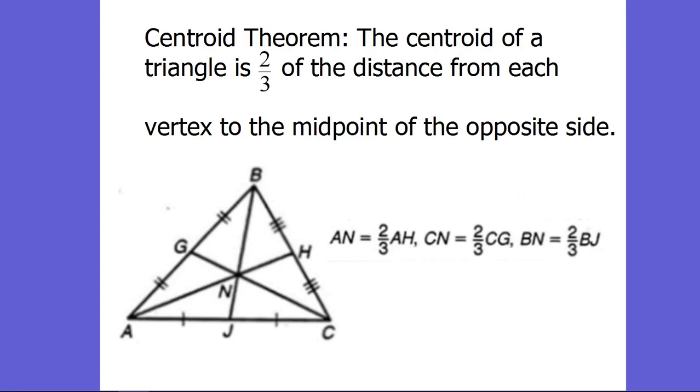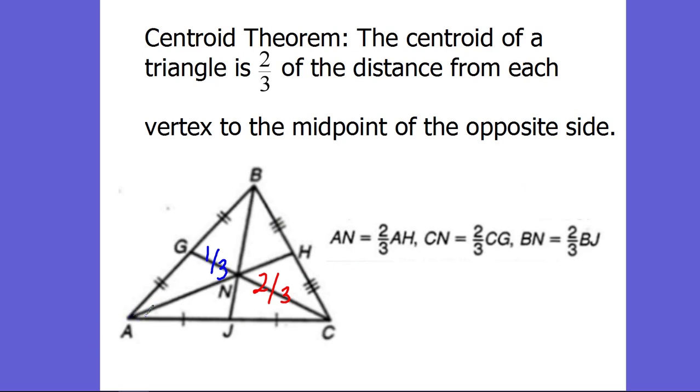The centroid has this special property where it's 2/3 of the distance from each vertex to the midpoint of the opposite side. So if we look at median GC, the part of the median that goes from the midpoint G to the centroid N, that's 1/3 of the length of the median. And then this segment that goes from our centroid N to the vertex C, that's 2/3 of the length of the median. Same thing with median AH.